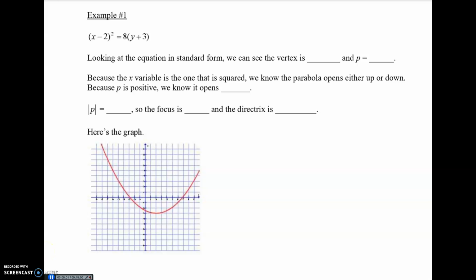All right, let's take a look at example 1 in your notes. Looking at this equation in standard form, we see the vertex is, and of course we're looking at a parabola because one thing is squared and the other isn't, okay? Remember, HK is what we're looking for. So we have 2, -3. That is the vertex. P, remember that 8 is 4p, so 4p equals 8. P equals 2.